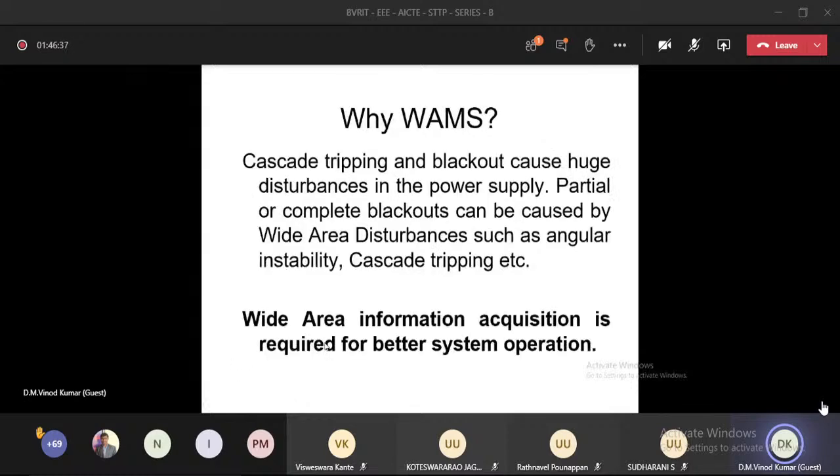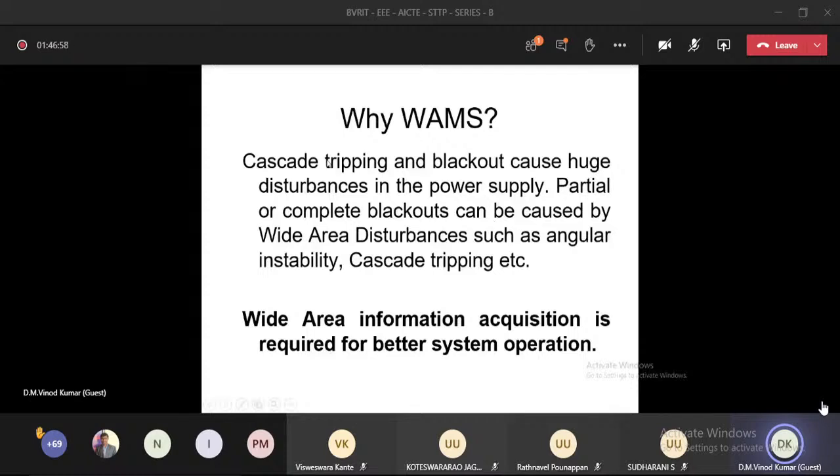Why WAMS? As I told, people talk about WAMS, wide area measurement or wide area monitoring, both are the same: wide area monitoring, protection, and control. These 3 aspects we call WAMS, the wide area measurement system. And whenever the word WAMS is used, it means it is PMU based.